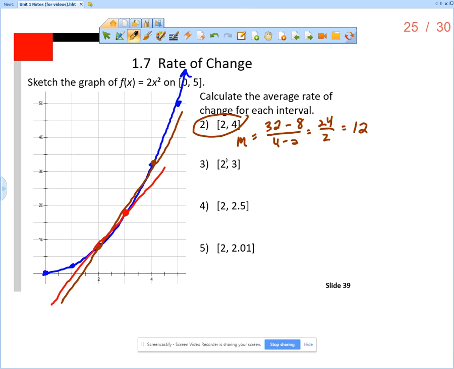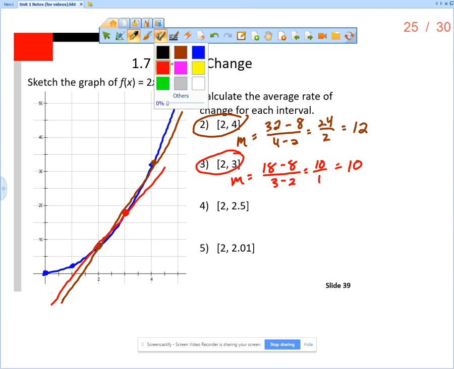So let's do the calculation. m equals, what is the y value at 3? That is 18, minus the y value at 2, which is 8, divided by 3 minus 2. So I get 18 minus 8, 10 over 1. So we get a slope of 10. Now, what did we say? That the slope of the line connecting 2 and 3 is slightly less than the slope connecting 2 and 4, which is true.